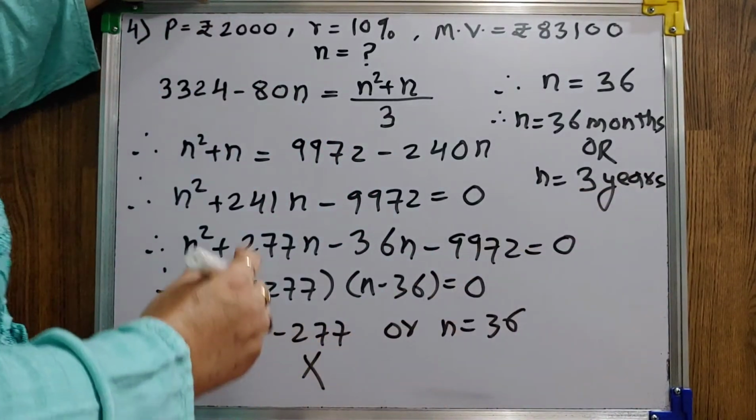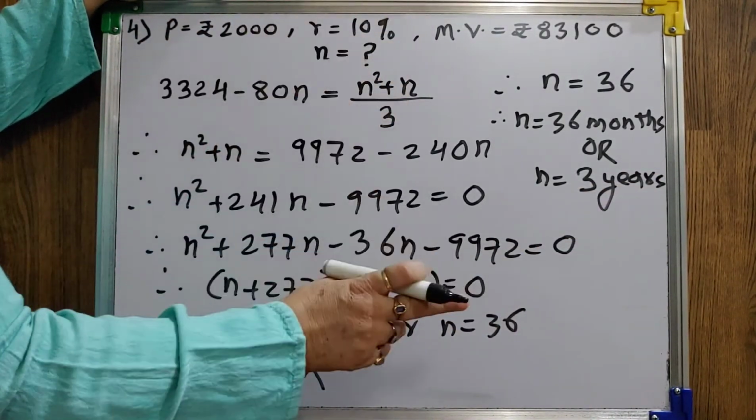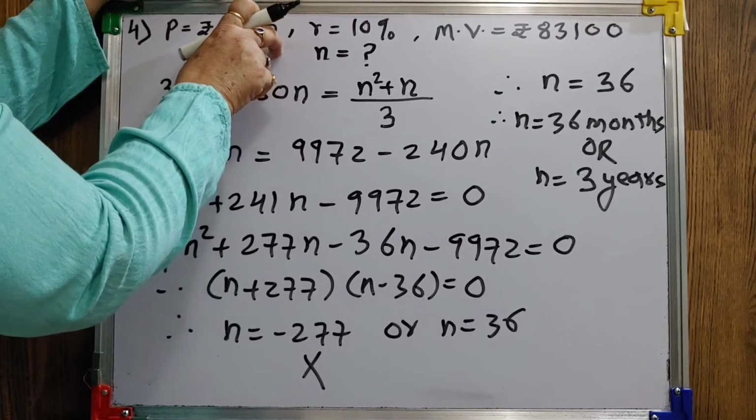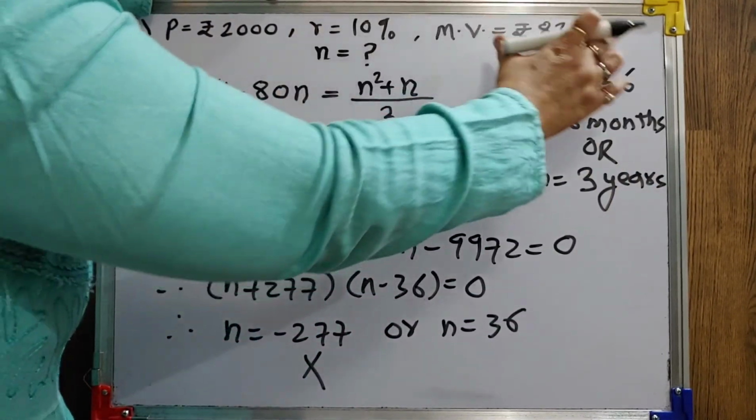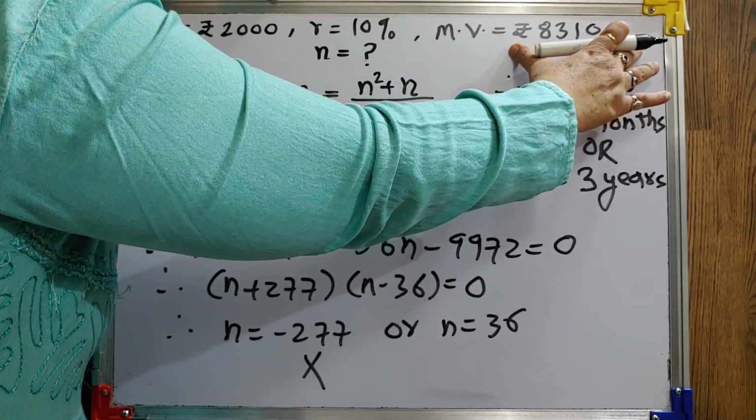So when I keep my amount for 3 years, when I deposit 2000 per month for 3 years at 10%, my maturity value is 83,100.